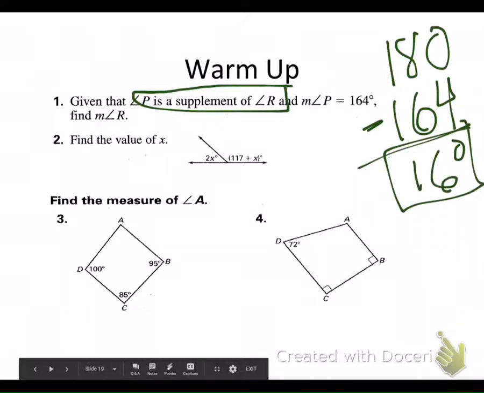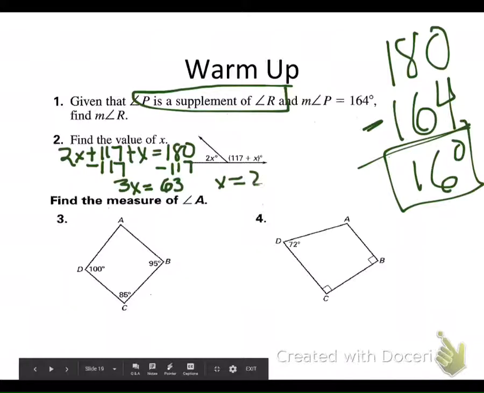To find the value of x, we know that this is a straight line, which means that it adds up to 180. So 2x plus 117 plus x is equal to 180. So we'll subtract the 117 on both sides and combine the x's. So 3x is equal to, what is that, 63? So x is equal to 21.